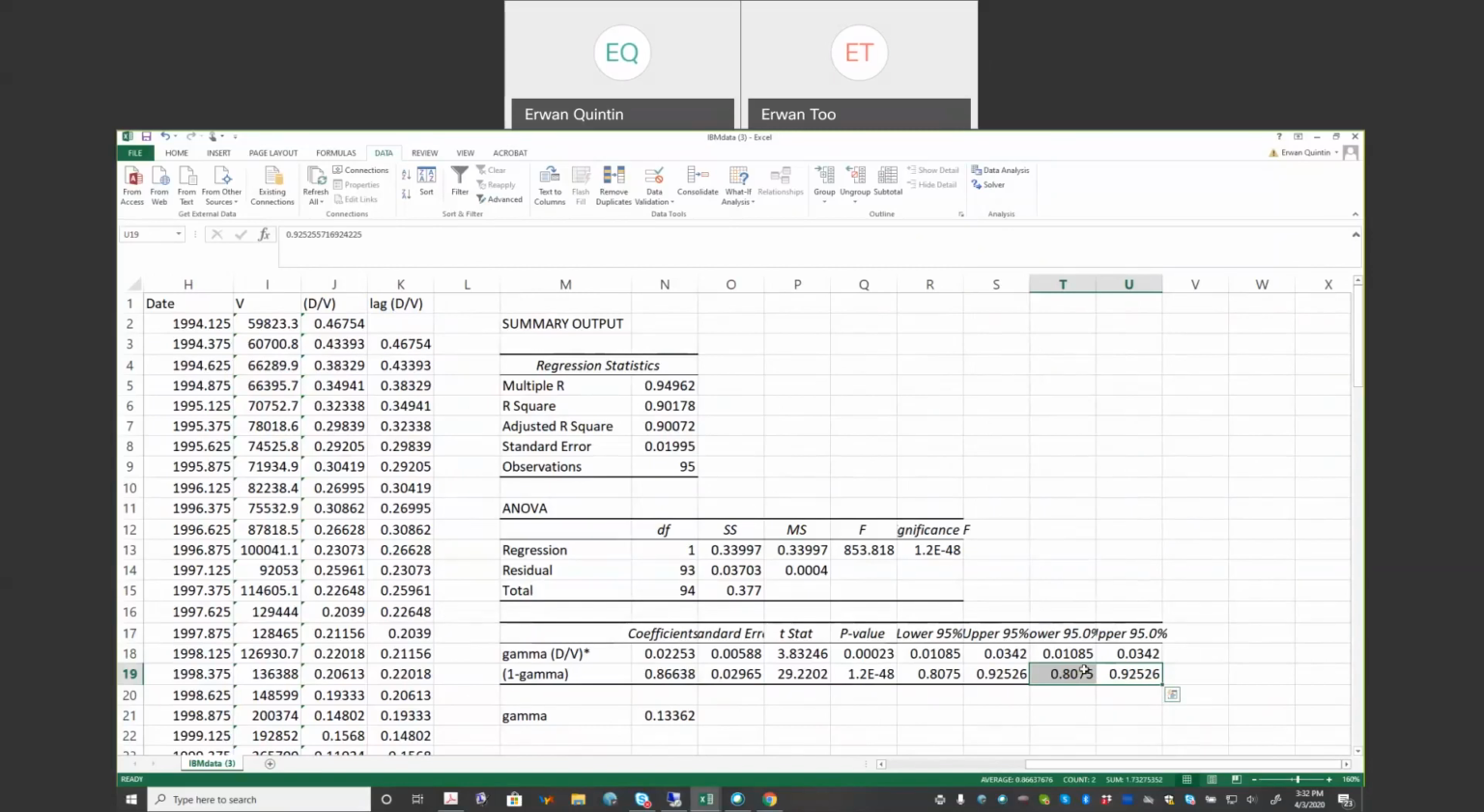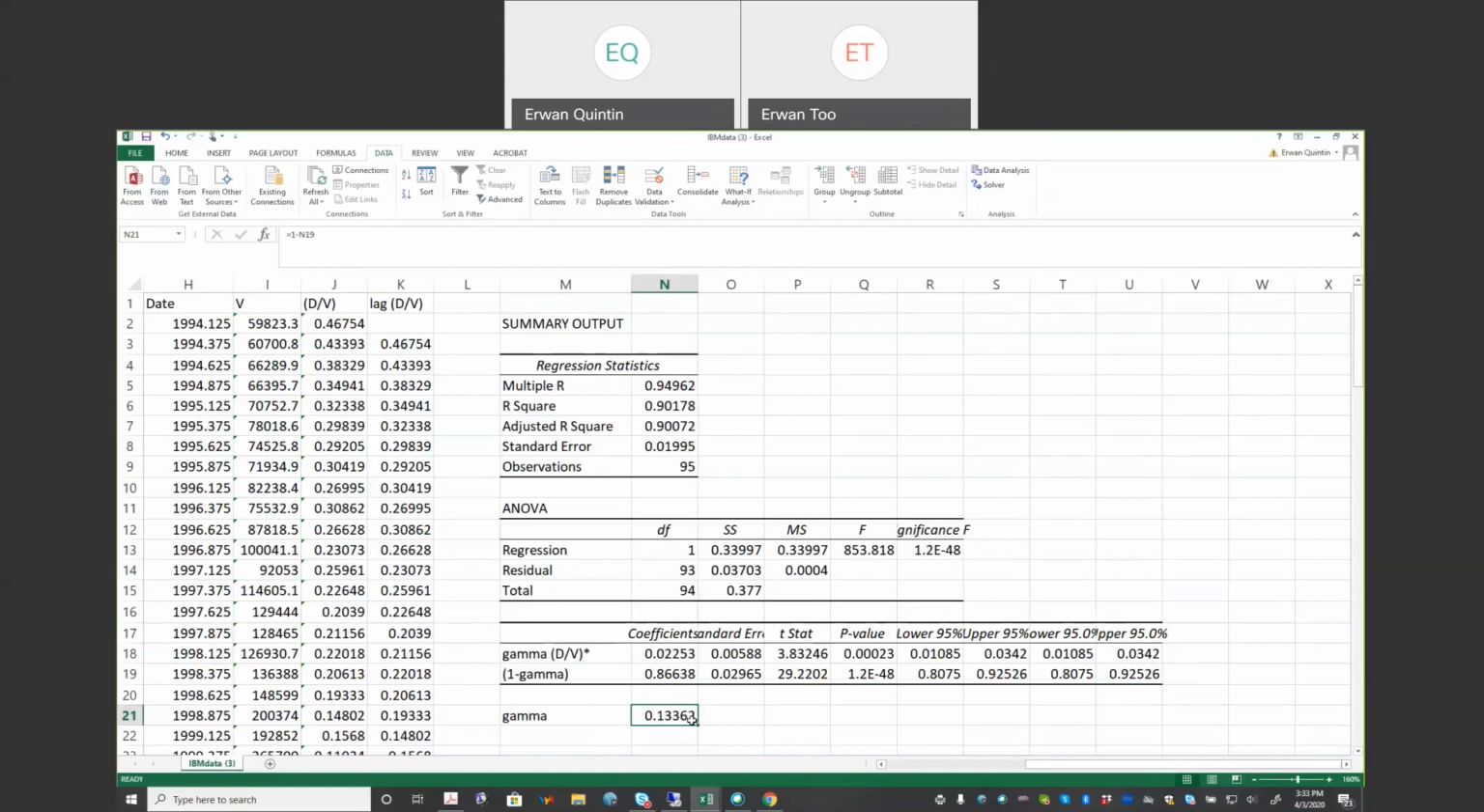Well, you know what number is not in this interval? 1. So, to speak loosely, I am 95% confident that 1 minus gamma, this coefficient, is not 1. I can reject the hypothesis that 1 minus gamma is 1, which is rejecting the hypothesis that gamma is 0. So this 13% is actually statistically significantly different from 0. I am 95% confident that it is not 0. I can reject the hypothesis that it is 0 with 95% confidence.